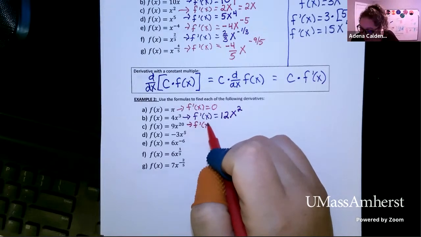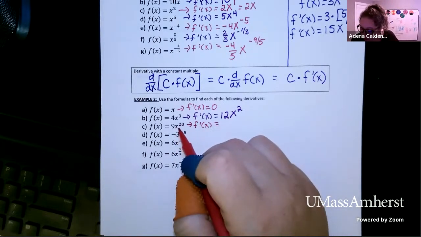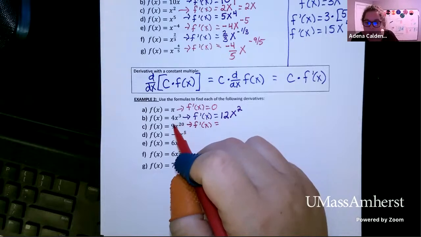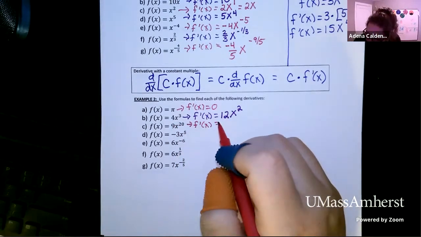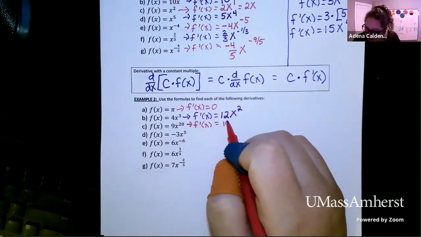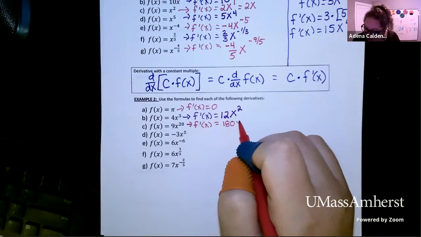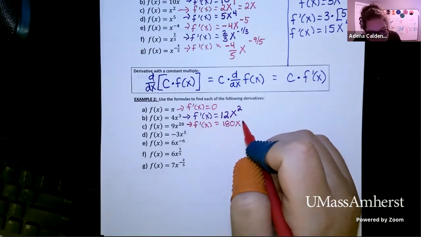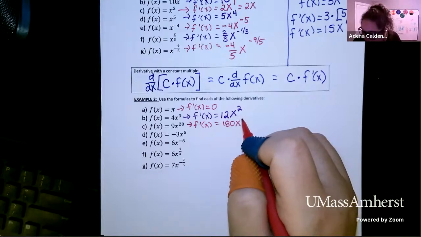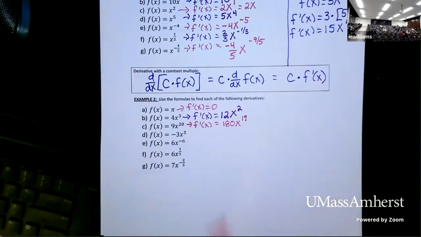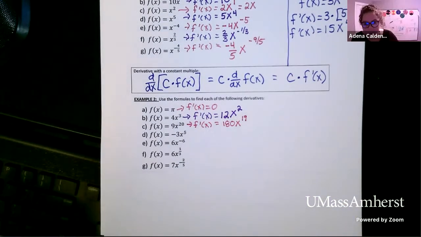For our next one here, we have 9x to the 20th. The 20, the entire 20, will come down and multiply the 9. And I'm going to get 180x. And now again, I have to subtract 1 from the power. So here that'll be to the 19th.